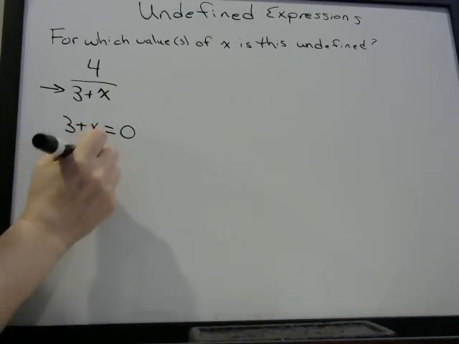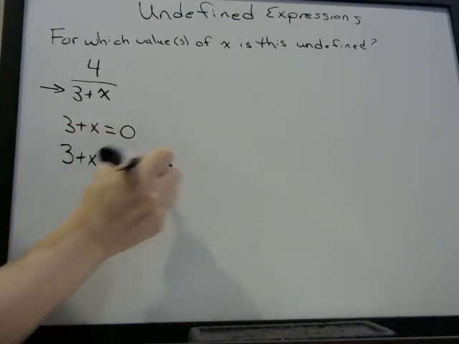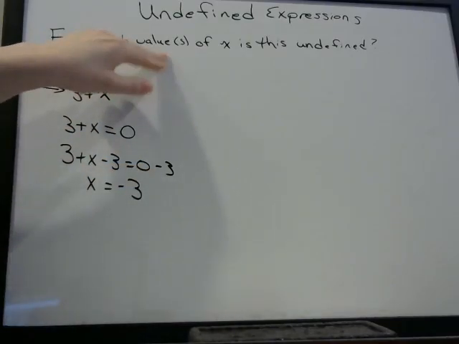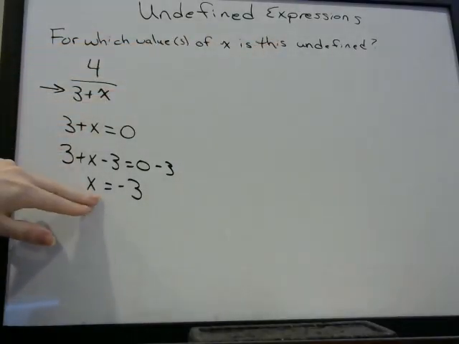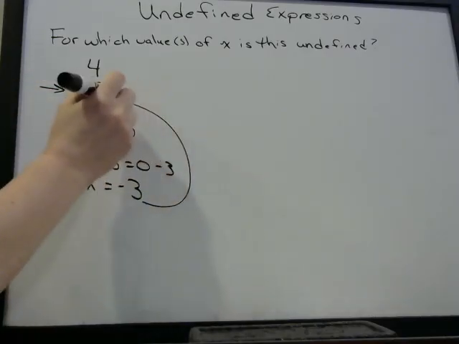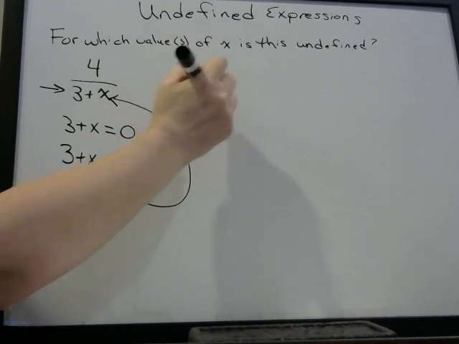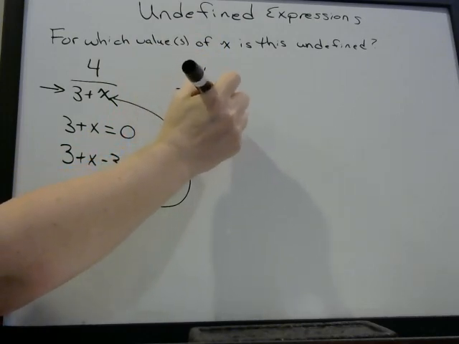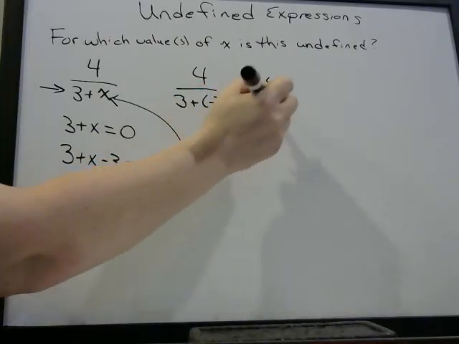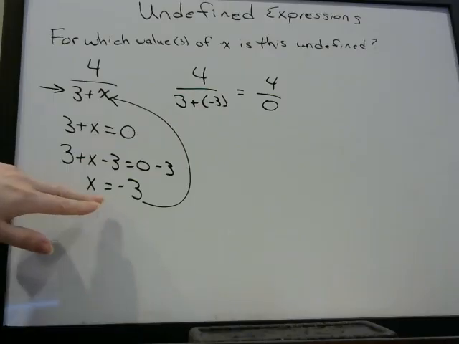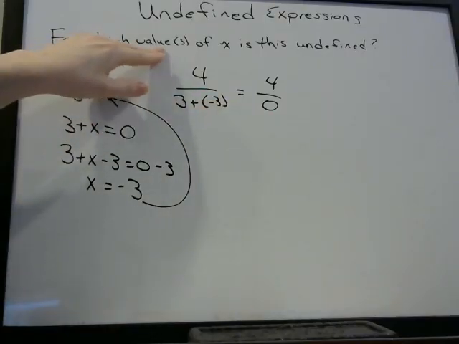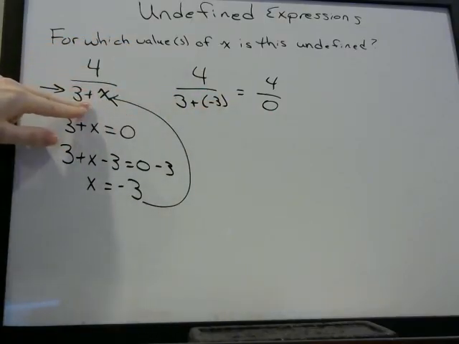So here, how do we solve this? We get rid of the 3 on each side, and we end up with x equals -3. So that's the answer to this question. For which value of x is this undefined? Well, when x equals -3, this is undefined. If we plug -3 into that x, we have 4 over 3 plus -3. 3 plus -3 is the same as 3 minus 3, so that equals 0. So since when x equals -3, we get a 0 in the denominator, that is the value that makes this expression undefined.